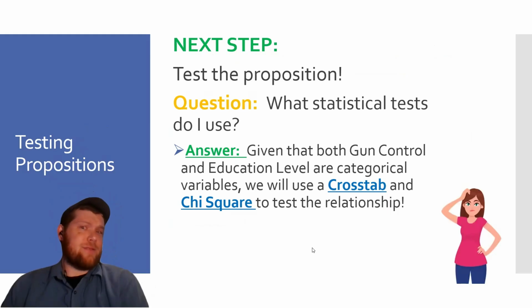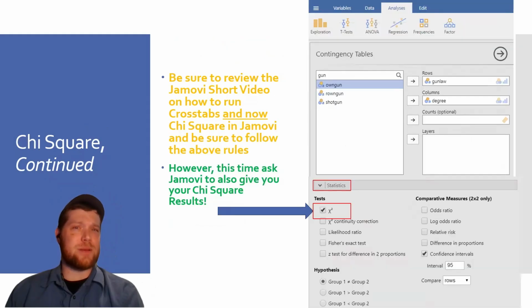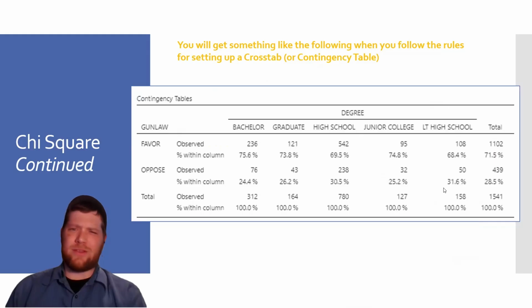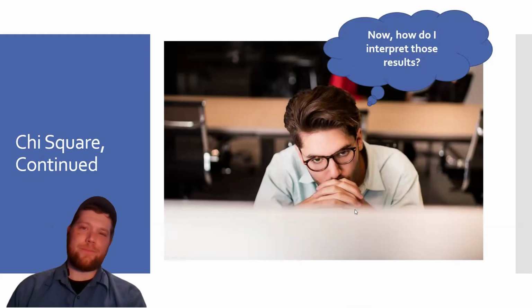So what statistical tests to use? They're both categorical variables. So we're going to use a crosstab and a chi-square to test the relationships. Make sure to check the Jamovi short video. Whenever you're doing these contingency tables, this chi-square option should already be in there. But if it's not, all you have to do is check this test and you're good to go. You get a table that looks like this. Nothing new. You did this in module 4. What is new is the chi-square analysis, this little table that usually goes underneath it.